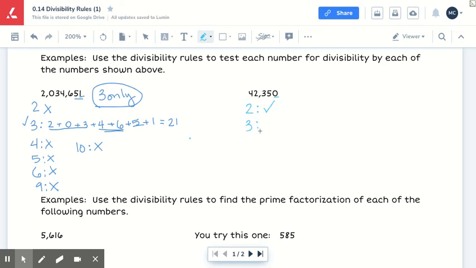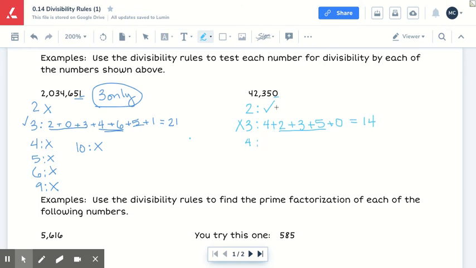For 3, we're going to sum the digits of the number. So I'd have 4 plus 2 plus 3 plus 5 plus 0. And again, I can use my little trick here. 2 plus 3 plus 5 makes 10. So this is a grouping of 10. I just have to add 4 and 0 to it. So that'd be 14. 14 is not divisible by 3, so this number is not divisible by 3.